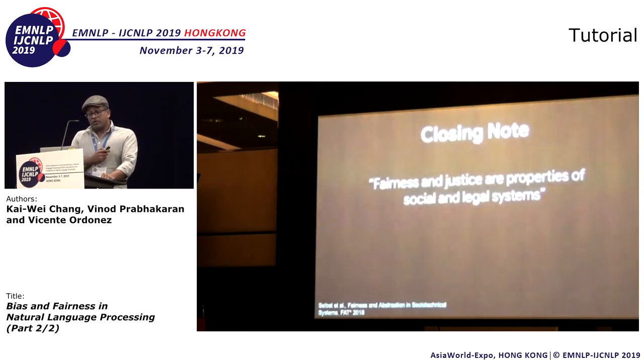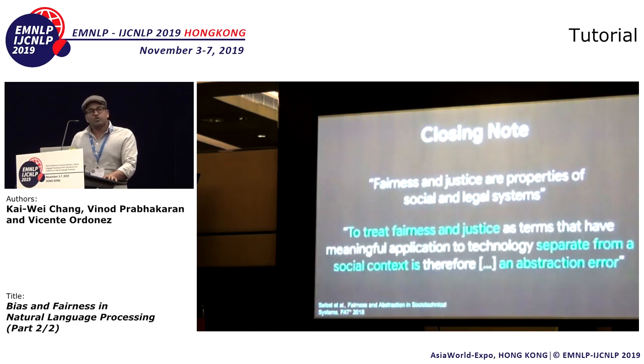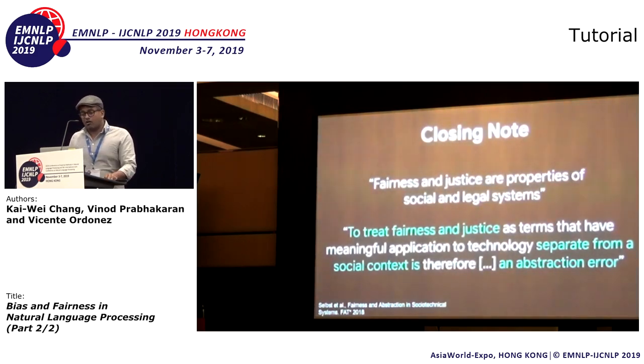On a closing note, just to sum up what I was talking about in the last slide: fairness and justice are properties of social and legal systems. To treat them as terms that have meaningful interpretation or application to technology separate from the social context in which these models are deployed can be an abstraction error. That's an error that a lot of machine learning fairness researchers, including my own work, have probably been committing, but being mindful about it and doing research in a socially contextualized way would be super important as we look forward.